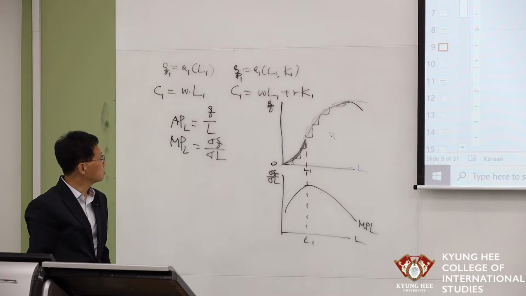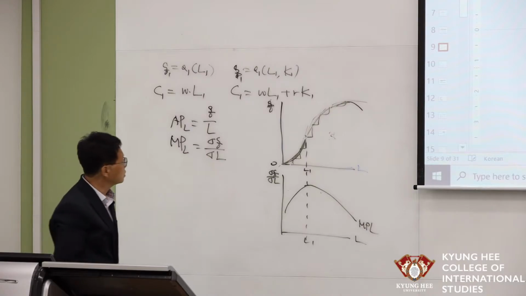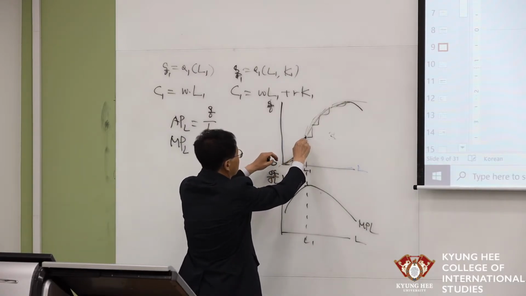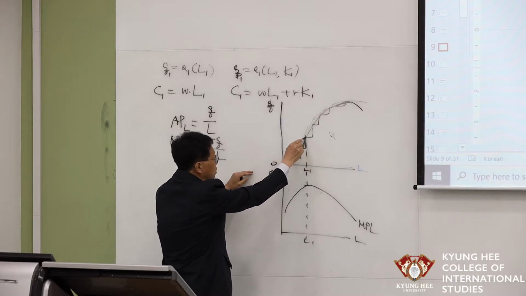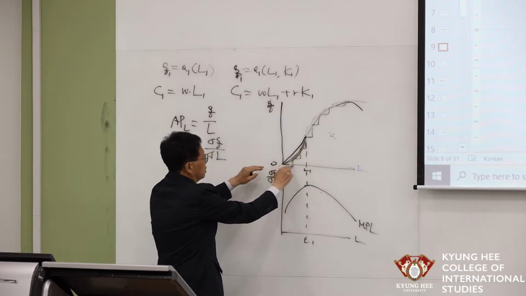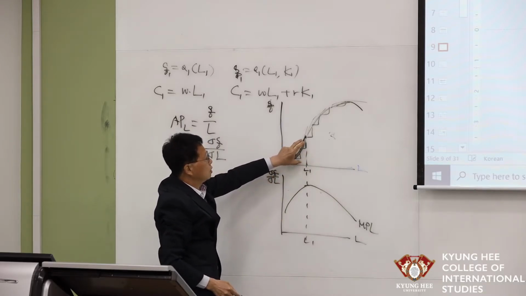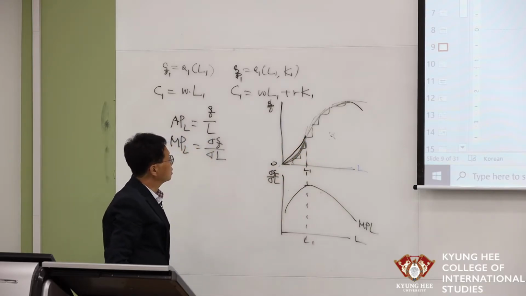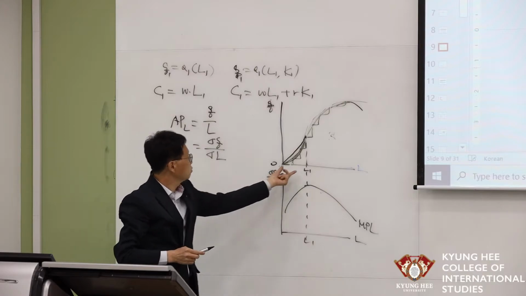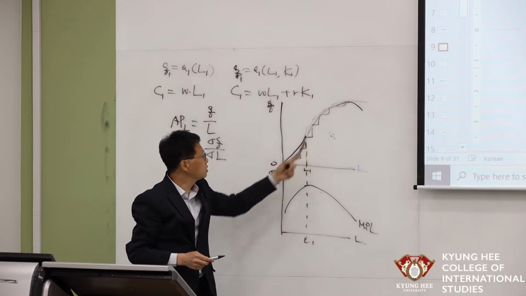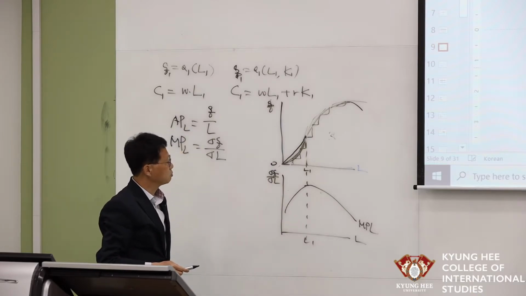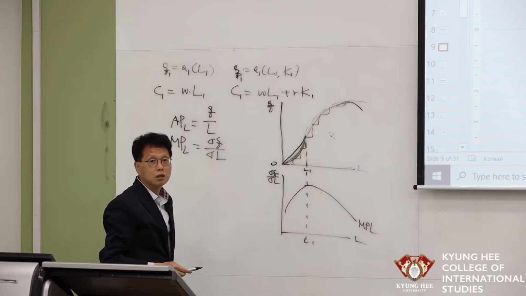So how do we derive average product? We studied that, for example, at this point, to find the average product, draw a straight line to the origin. Then you can make this kind of triangle. The height of this triangle is Q, and the width of this triangle is L at this point, right? So the tangent of this triangle is the average product of labor, right?